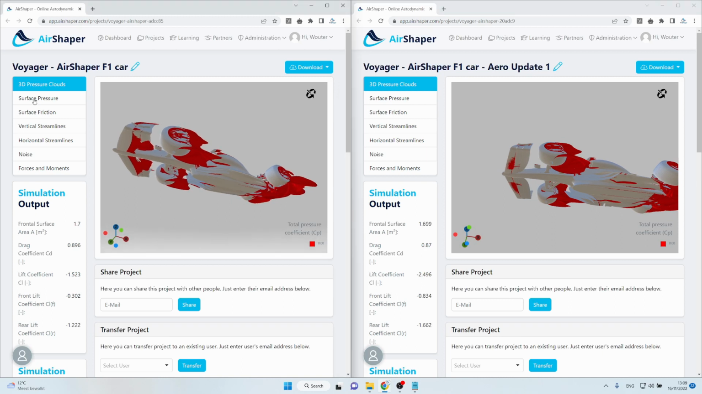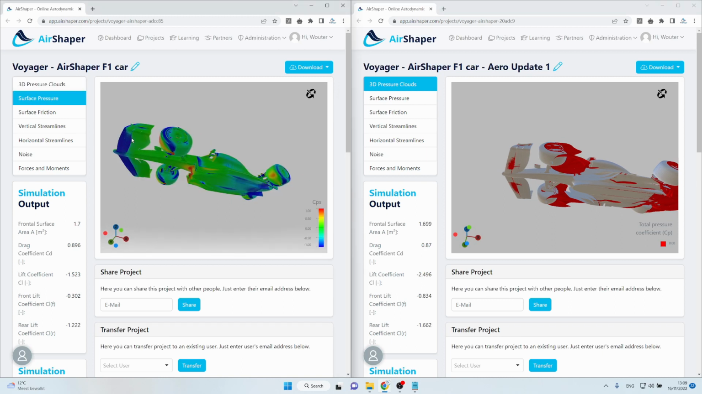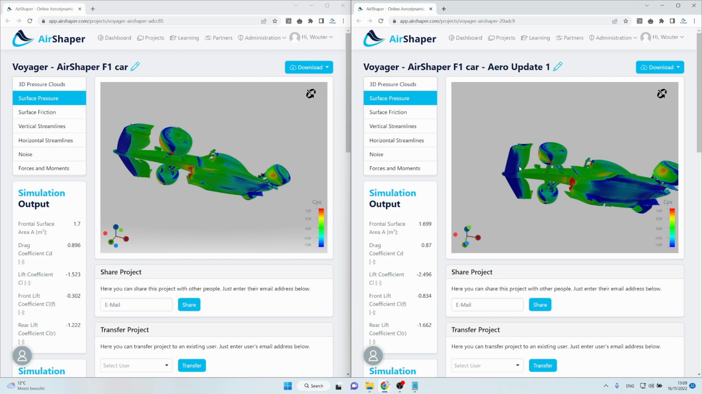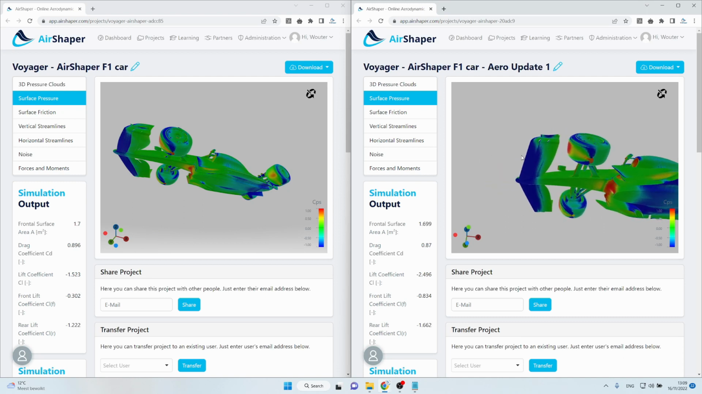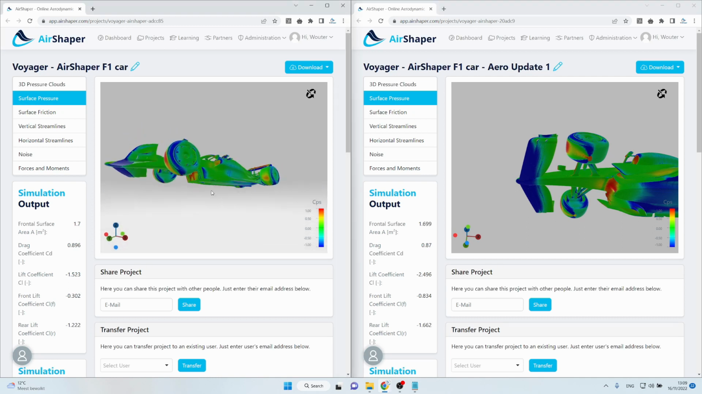So if you look at the surface pressure, we see that on the original car, only the first element was generating massive amounts of downforce. On the new car, you can see that the entire wing is contributing to downforce, most of it coming from the first two elements.